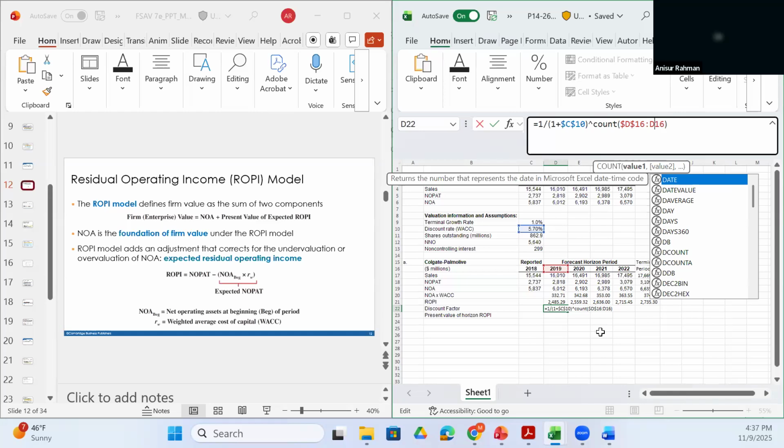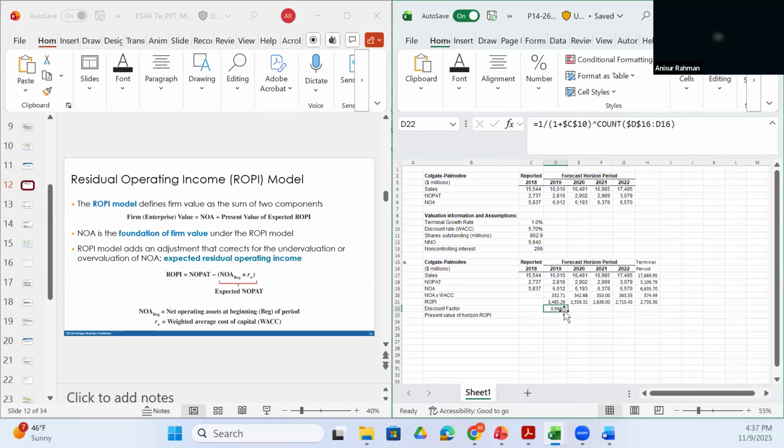So this one, and then I'll pull across up to this. We have to take care of the terminal period ROPI slightly differently, and I'll show you shortly. So if you click on this, you will see the count formula is working correctly.